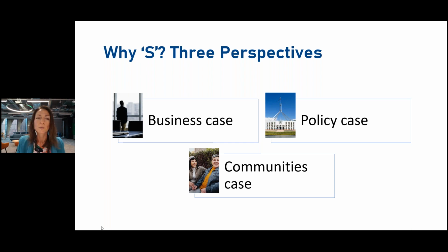So what I want to do is look at, why is the S important? And we're going to take it from these 3 perspectives: business case, the policy case, or the governance and regulation side, and the communities case, that real S, the social side where individual human beings are being affected.